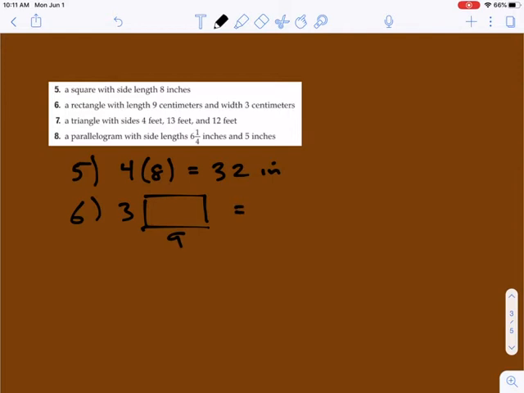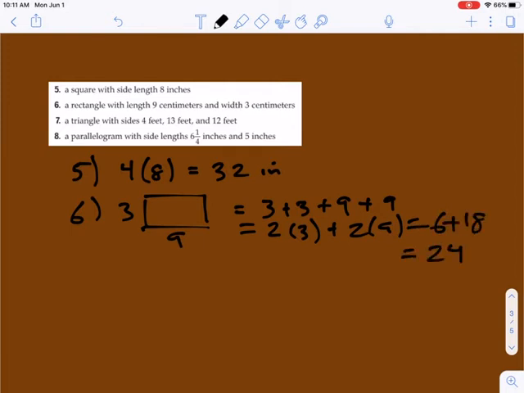Number 6, a rectangle, right, with length 9 centimeters and width 3 centimeters. So you got two sides that are 3, so you got 3 plus 3, and then you got two sides that are 9. All right, which is the same as 2 times 3 plus 2 times 9, which is 6 plus 18, and that gives you 24, and then your measure is centimeters.